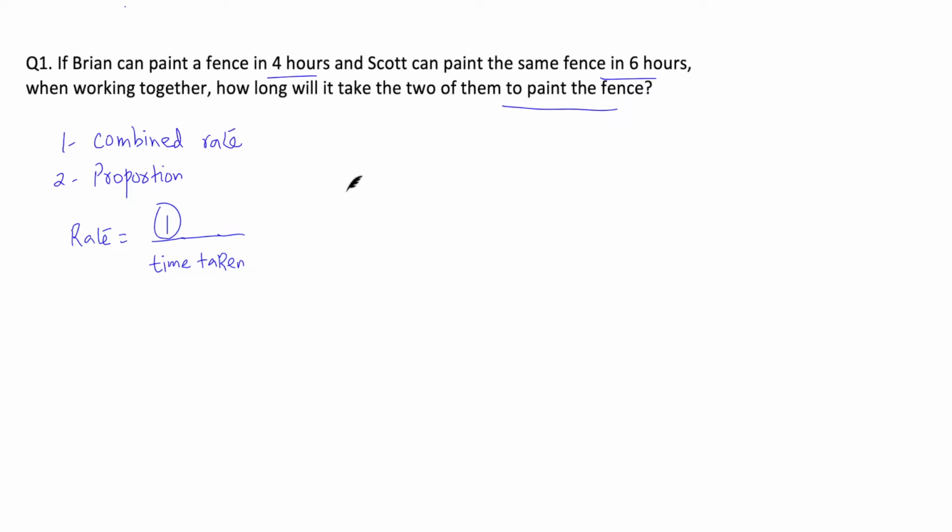So let's draw a table. We have Brian. These are our variables. And we have Scott. So what are their rates? Sorry for this line, I'm really bad with straight lines. Brian can paint a fence in 4 hours, so this is 1 over 4, and Scott can paint the same fence in 6 hours, so this is 1 over 6. The rate of Brian is 1 over 4 and the rate of Scott is 1 over 6.